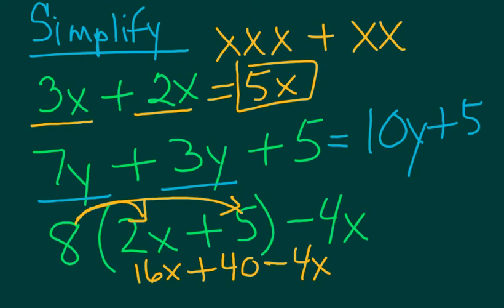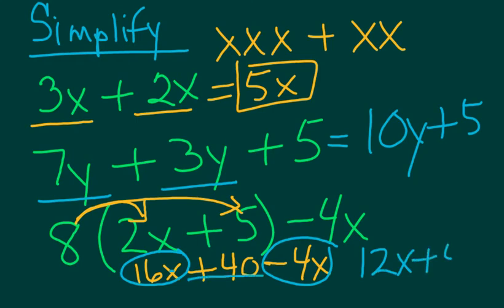Now, can I make that more simple? Well, of course I can. 16x and minus 4x are like terms. So 16x minus 4x, that makes 12x. And then we still have to put the plus 40 there. That's exactly how you simplify algebraic expressions.